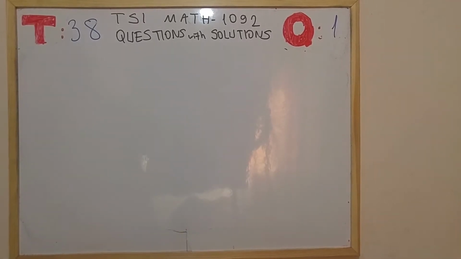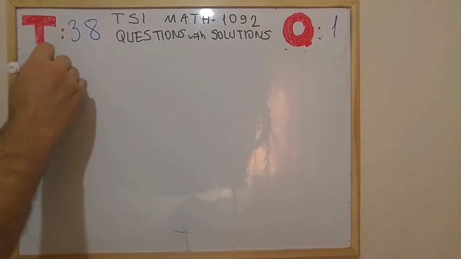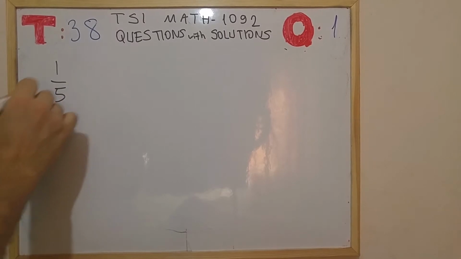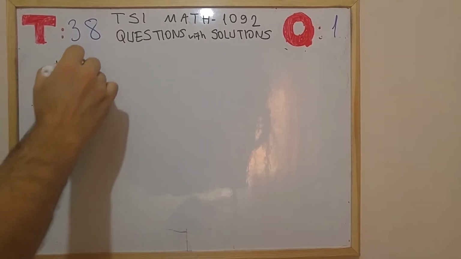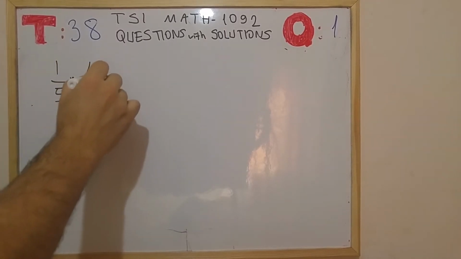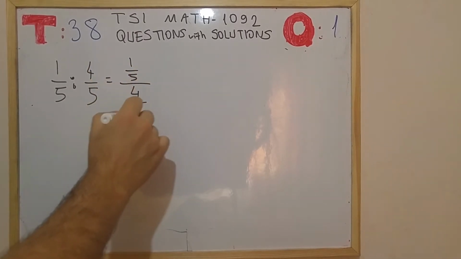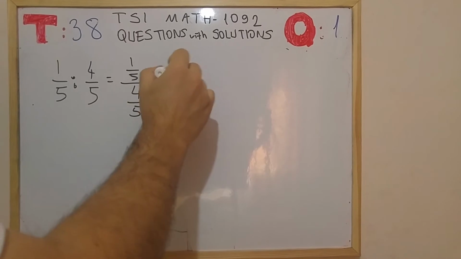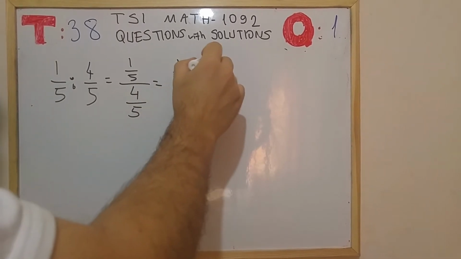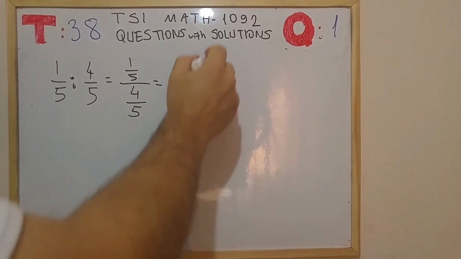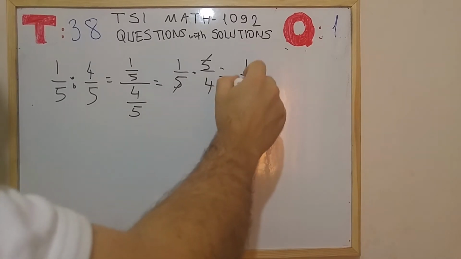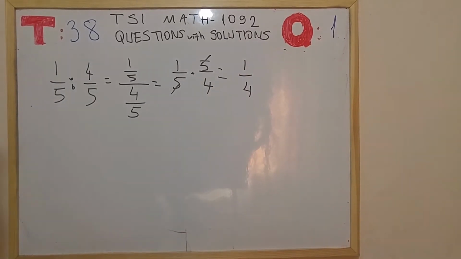We're asked about the ratio of 1/5 to 4/5. This actually means 1/5 divided by 4/5. So this is equal to 1/5 times 5/4, which actually means 1/4.